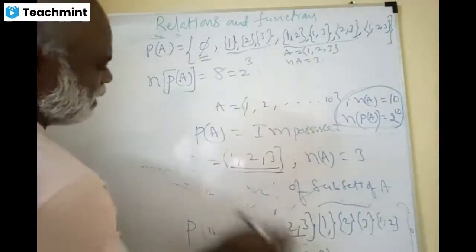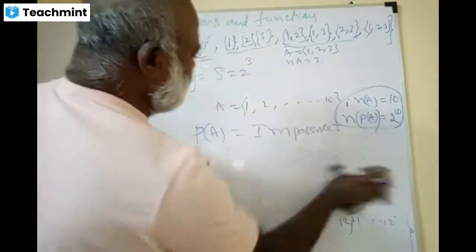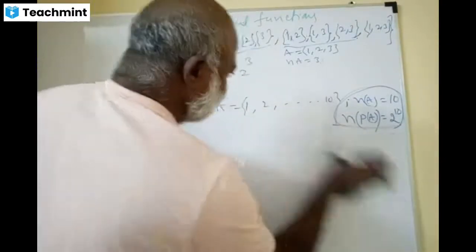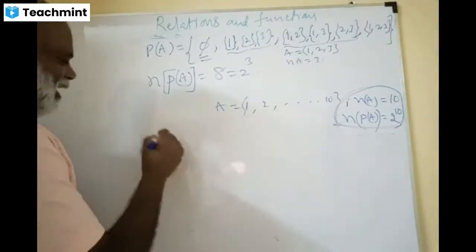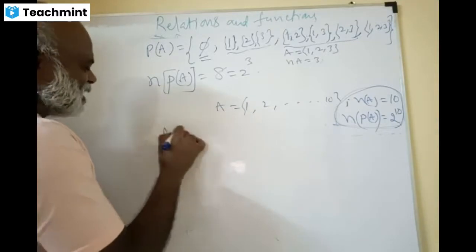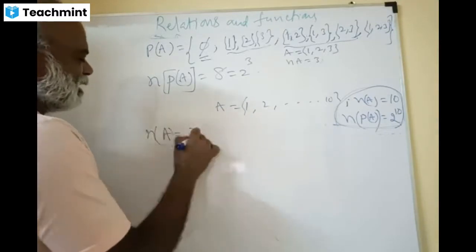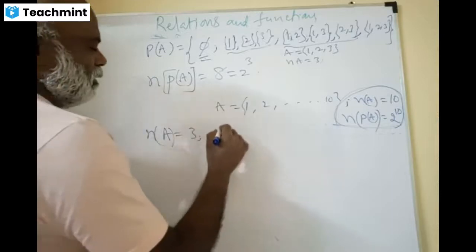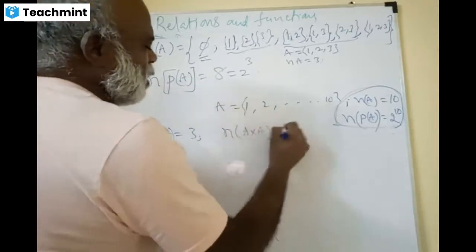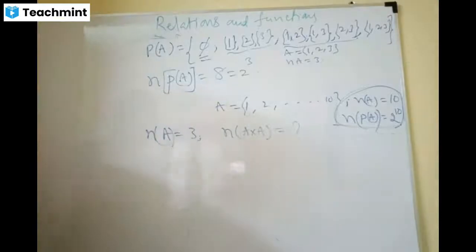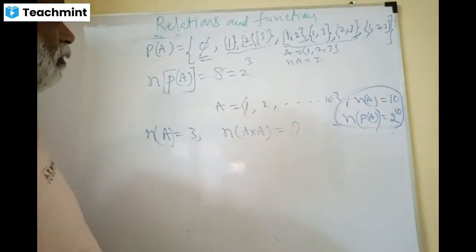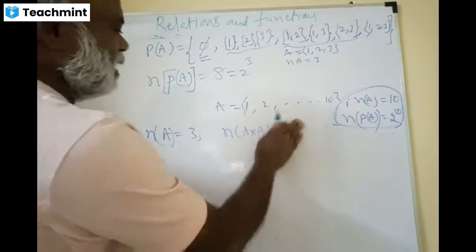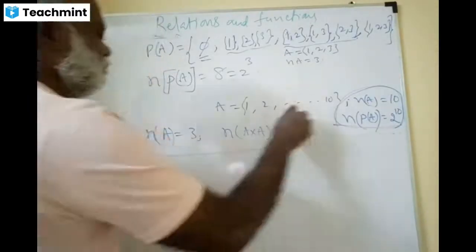Friends, I hope you are all noting down a few things at least. Now my question is here. N of A has got 3 elements. N of A cross A has got how many elements here? Go and answer please. Just now we answered it. Yes, Bhavishna? 9 elements, sir. Brilliant.